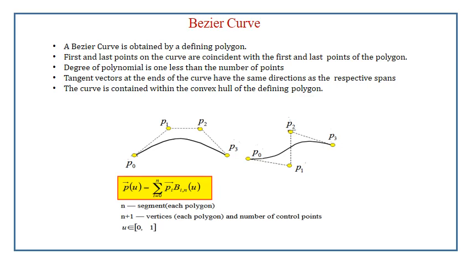Tangent vectors at the ends of the curve have the same direction as the respective spans, which means if the curve starts like this, then the tangent vectors at the ends of the curve have the same direction as the respective spans. The curve can be further traveled through like this. Here, the end of the curve will have a tangent, and it has the direction of the respective span. The curve is contained within the convex hull of the defining polygon.